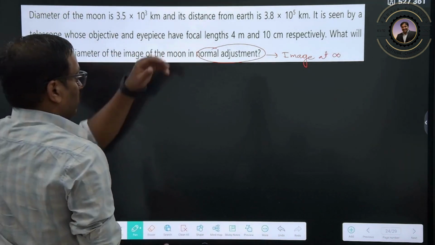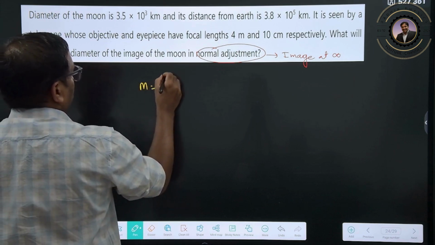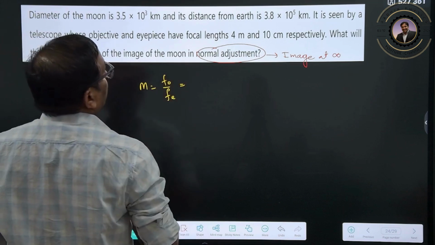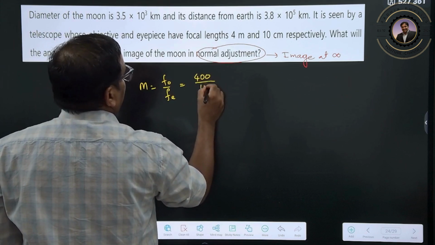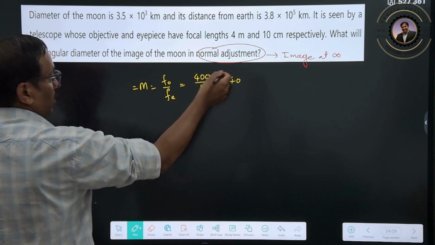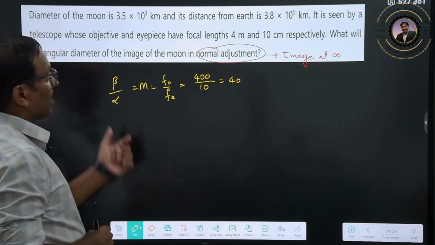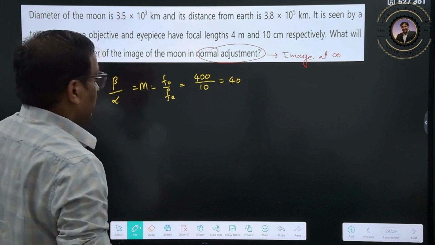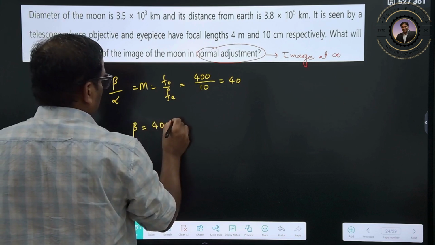So what will be the magnification produced? Magnification is F0 by FE. F0 is 4 meters, that means 400 centimeters, by 10, so 40 will be the angular magnification. We can write it as beta by alpha. We want to calculate beta because angular diameter means beta. So beta equals 40 into alpha.